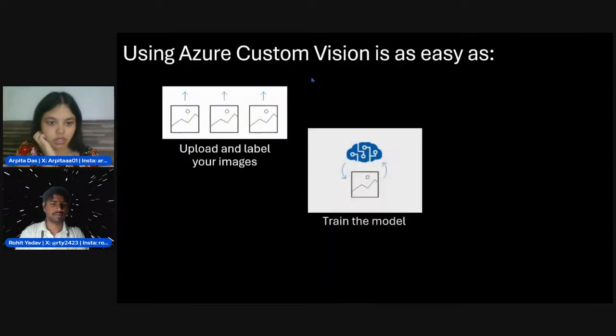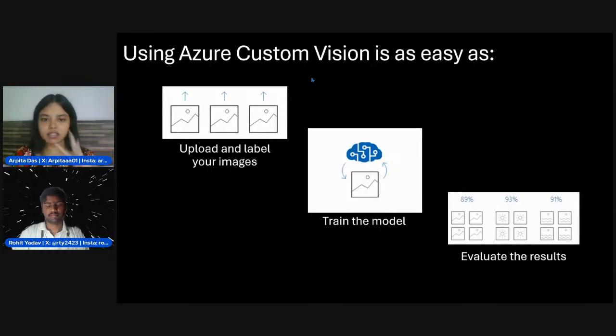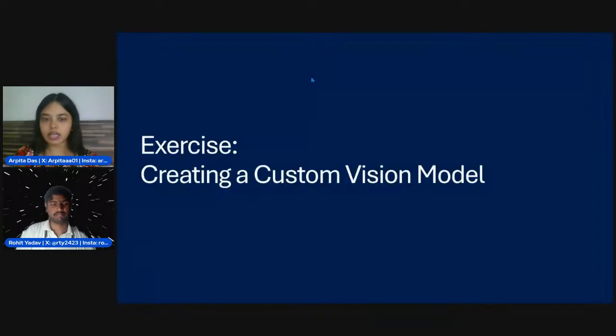Okay, it's a very easy three-step process that we are going to do here. Firstly, we will upload and label our images. Then we will train the model so that the images and labels are configured to have the relationship established. Once the model is trained, it will be able to detect and give us the correct result. Next slide. These things will become clearer as we progress in the demo. Creating a custom vision model.